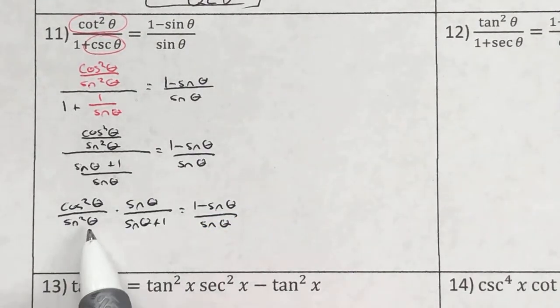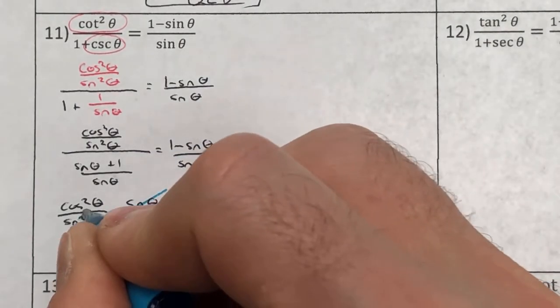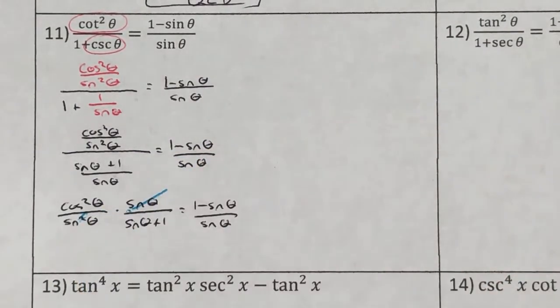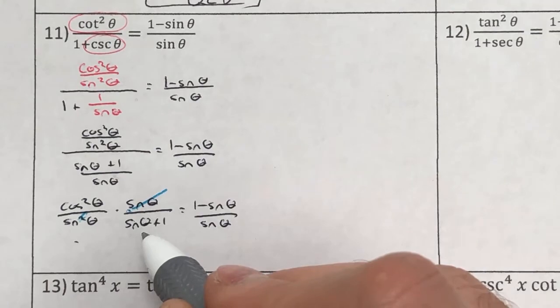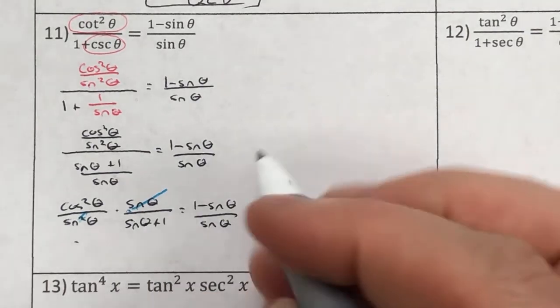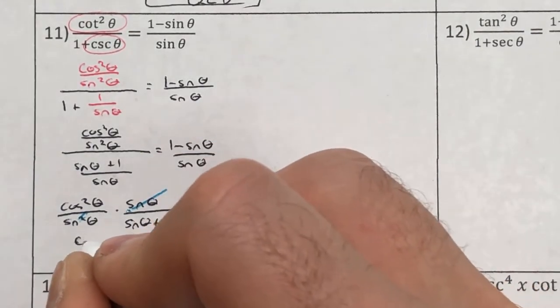I notice that I have a sine and a sine, which are going to cancel out, not the whole bottom, but part of the bottom. And I'm left with a sine of theta plus 1. I'm left with a sine all on the bottom.